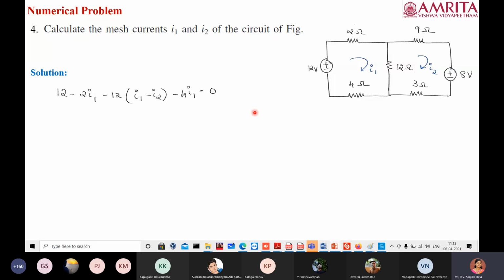In a KVL, all the terms should be a voltage term. 2 into I1 is a voltage. Similarly, 12 into (I1 minus I2) is a voltage. Everything should be a voltage term. Now we can separate out I1 and I2 so that it becomes easier for us to solve the equations. So simplify this equation, separate out I1, I2 and the constant terms. We will have it as minus 18 I1 plus 12 I2, and take the constant term to the other side.